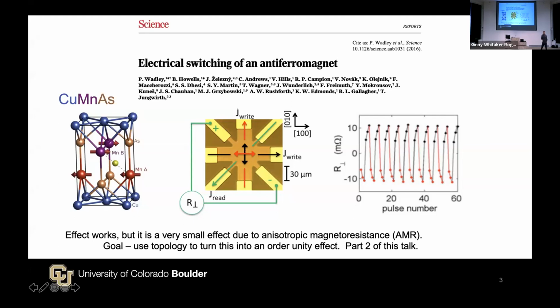So the effect works, but this is at present a quite small effect. It's due to what we call AMR, or anisotropic magnetoresistance. The goal of my talk is to use topology. Well, the future goal is to use topology to turn this into something like an order unity effect. We're not there yet, but I'll tell you progress along the way and understanding along the way. So that's part two of the talk.